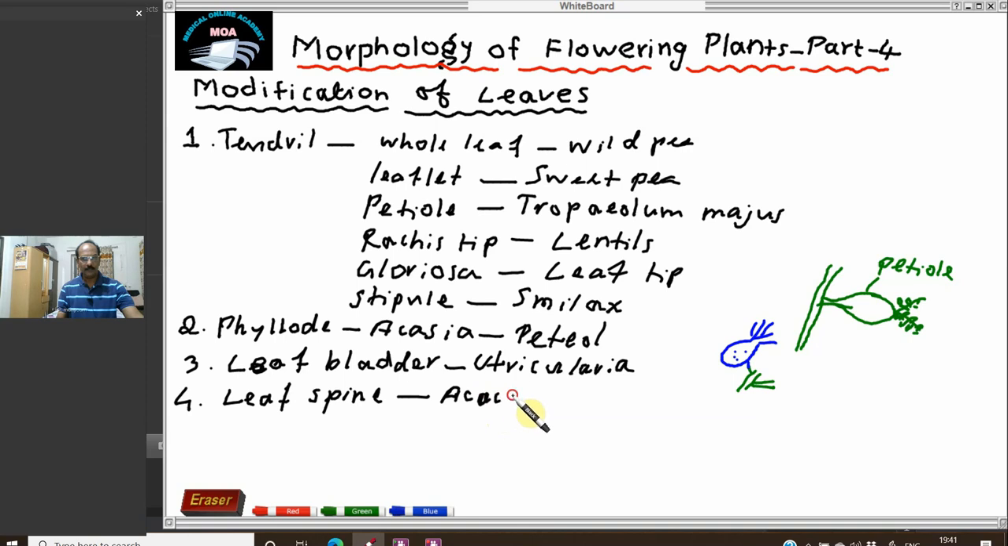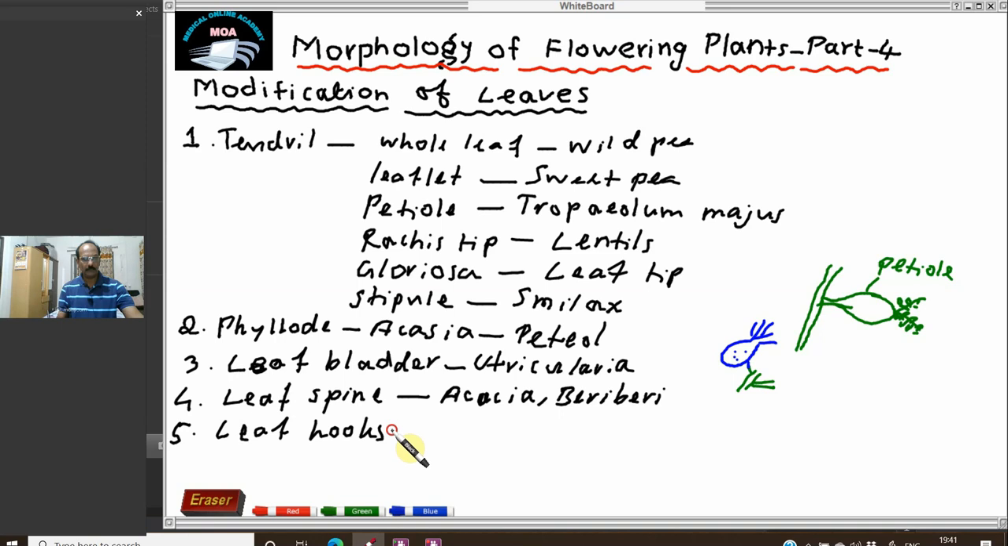In acacia, the leaf is modified into a spine-like structure. Another example is the berry plant. In both of these, the leaf is modified into a spine-like structure, and that helps to protect the plant from browsing animals. Okay. So the number five modification is the leaf hook. In some plants, the leaf is modified into a hook-like structure.